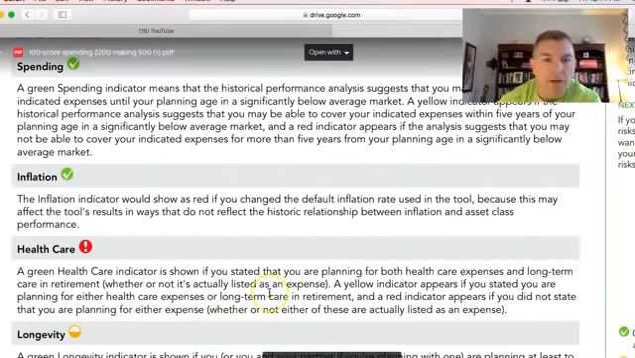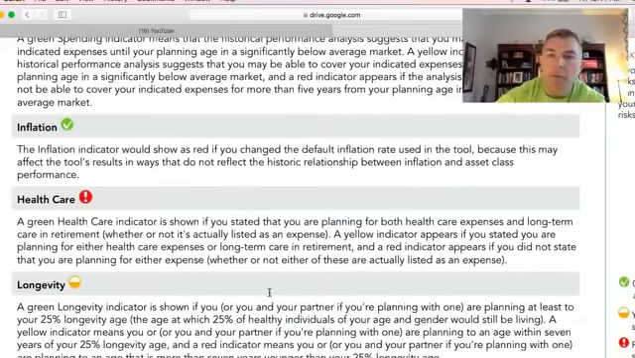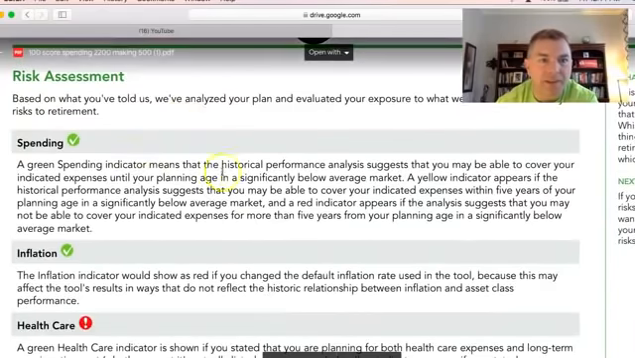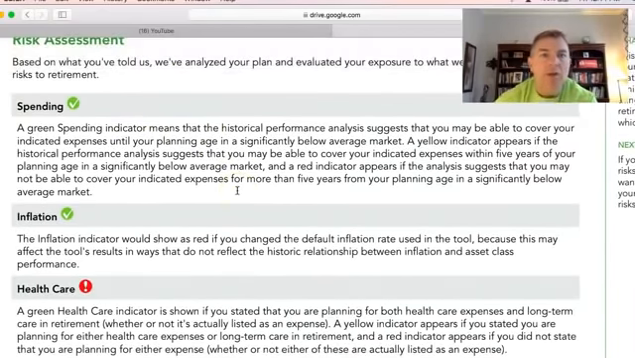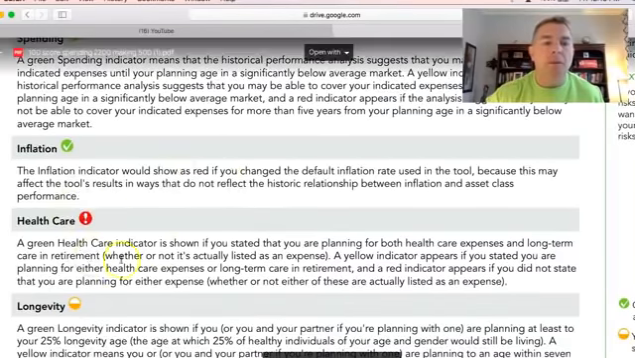A green indicator is shown if you actually stated you're planning for both healthcare expenses and long-term care in retirement. So they give you a kind of list of risk assessment. Green spending indicator means that the historical performance analysis shows you may be able to cover your indicated expenses until your planning age in a significantly below market average. So that's good. He's able to cover even in a significantly below market average rate of return. He's still able to cover his spending. Now it doesn't look good. It's going to be tight, but he's able there, and the reason is because his spending is so low. Did talk about healthcare.